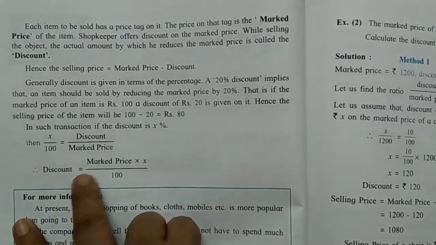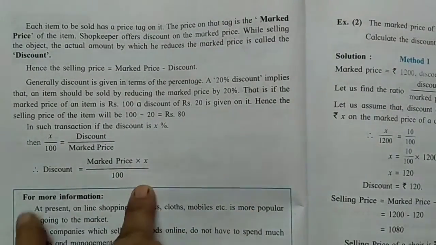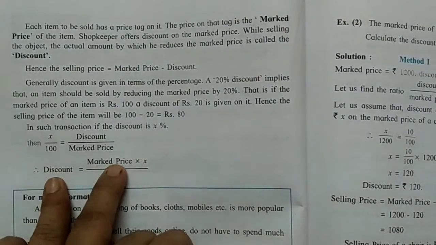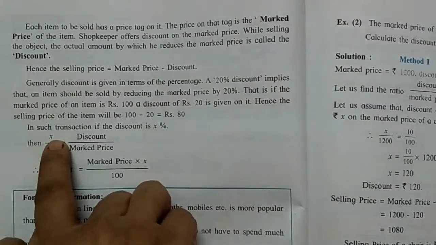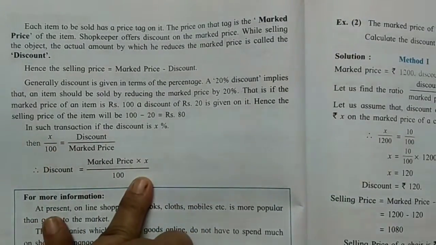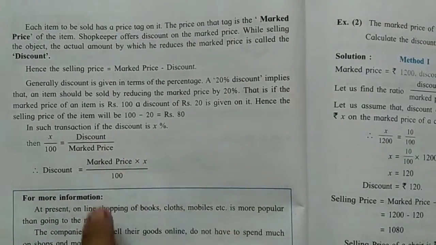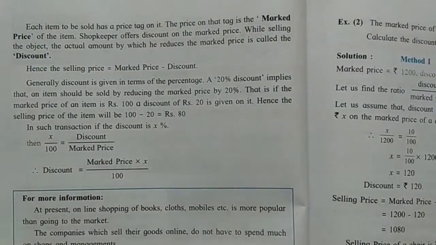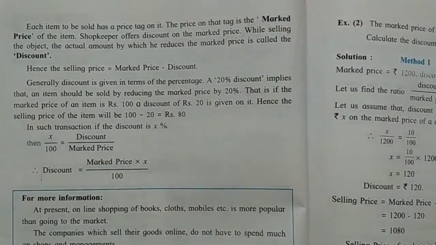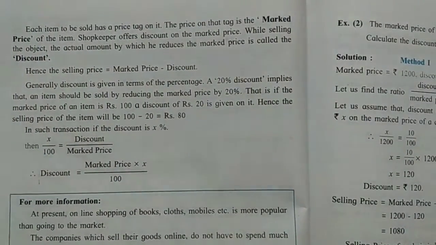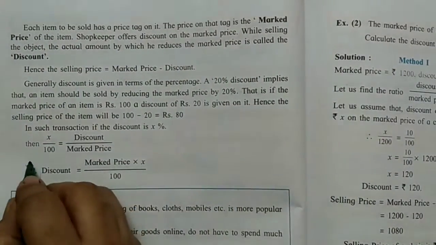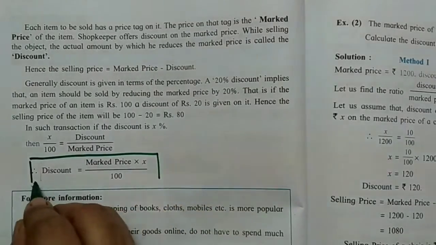Therefore, we are coming to a formula now, how to find out discount. So discount will be marked price multiplied by whatever it is, 15%, 20%, upon 100. Remember this formula, this is very important. How do we calculate the discount? We calculate the discount on the marked price by using this formula. You have to mark it in your textbook also.